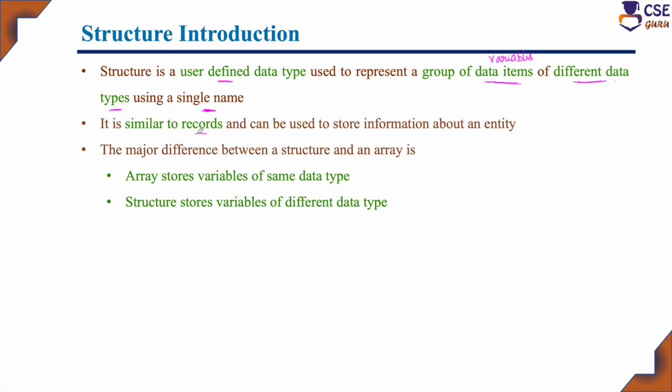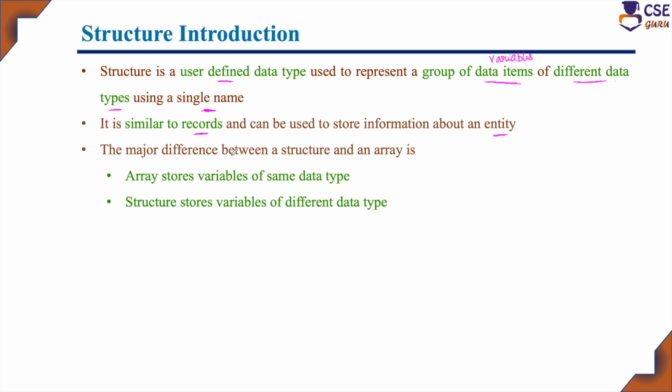It is similar to records that can be used to store information about an entity. So if you want to store any record, we store the total information. For example, what is the book name, its author, publication, edition, all the information we will store. Likewise, in a structure we can store different variables under a single name. So it is similar to records.